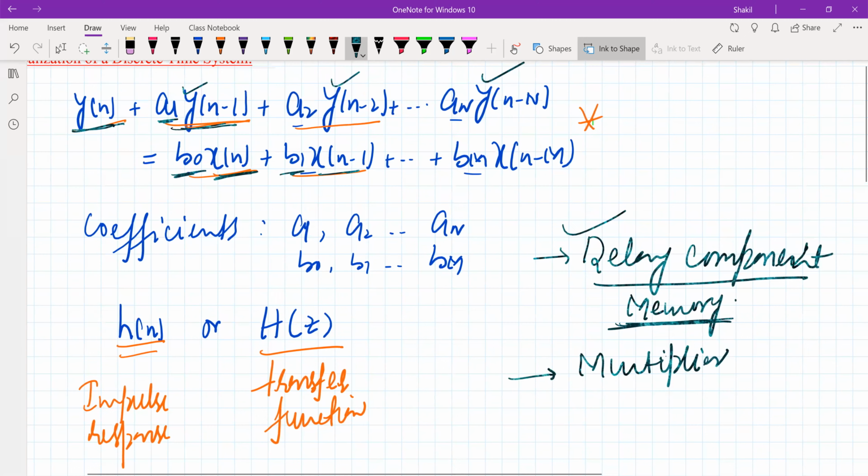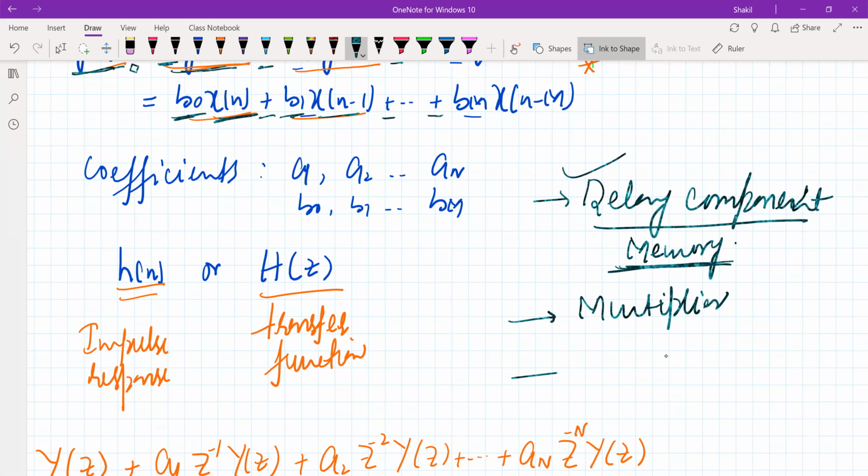And the third component that's required here is the adder. There are different addition operations at these locations. So the third component required is the adder, also referred to as a summer. In discrete time we also call it a summer.